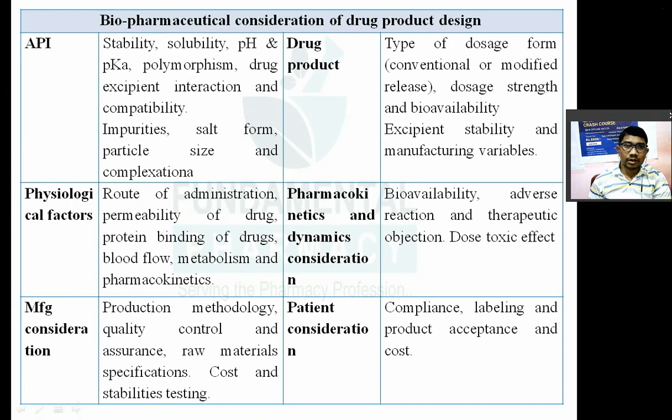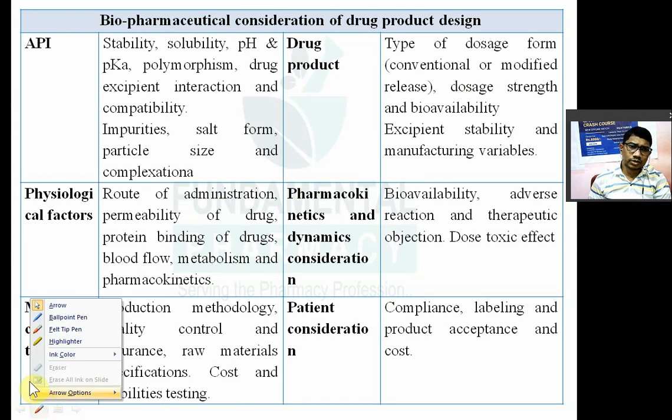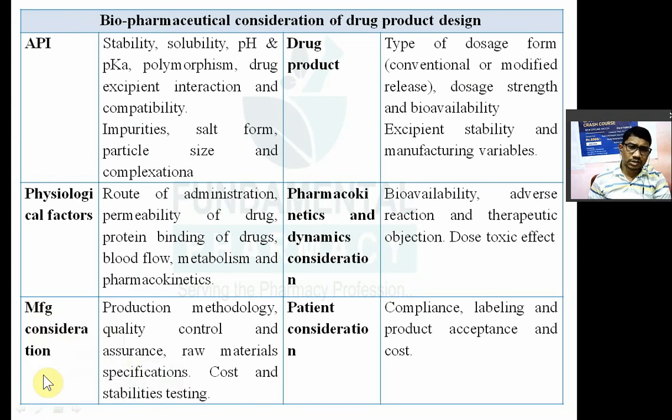नेक्स्ट पार्ट इज नथिंग बट द different biopharmaceutical consideration while designing a dosage form. बायोफार्मास्यूटिक्स के कौन से कंसिडरेशन करना है आपको जब टैबलेट बनाते हो, कैप्सूल बनाते हो, डोसेज फॉर्म बनाते हो. बायोफार्मास्यूटिकल कंसिडरेशन ऑफ ड्रग प्रोडक्ट डिजाइन. पहला है आपका एपीआई. एपीआई मींस योर ओन ड्रग. एपीआई मींस एक्टिव फार्मास्यूटिकल इंग्रेडिएंट और ड्रग.